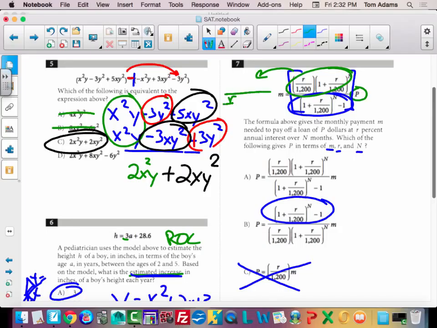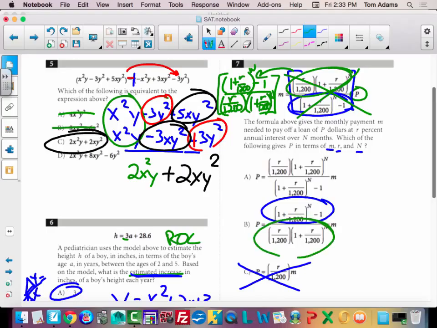And so I could even write it out real quick. I could say R over 1200, and then 1 plus R over 1200 raised to the N, and then put this on the top: 1 plus R over 1200 raised to the N minus 1, times this stuff. And if you did that, this would cancel. So you would get P equals this stuff here times M. And that's this right here. So B is the correct answer. Does that make sense?